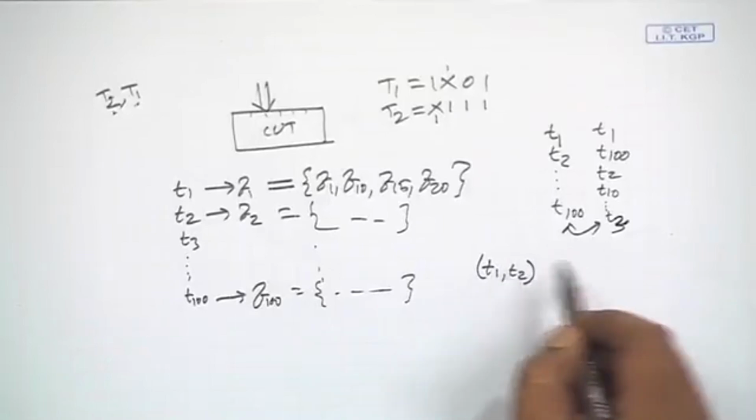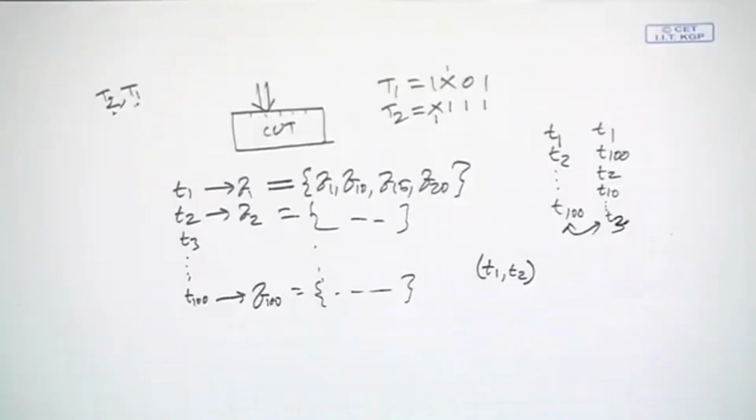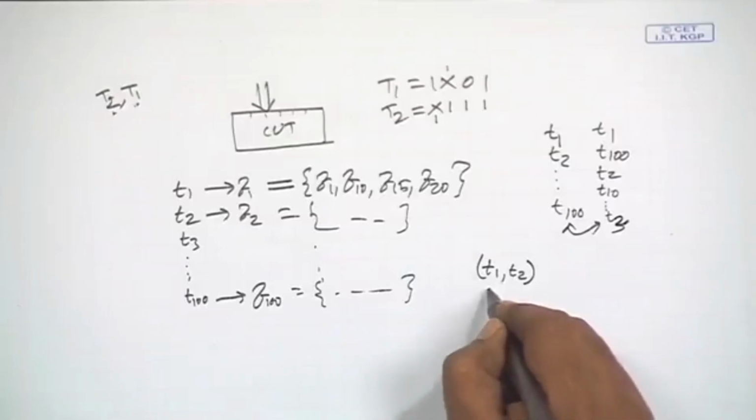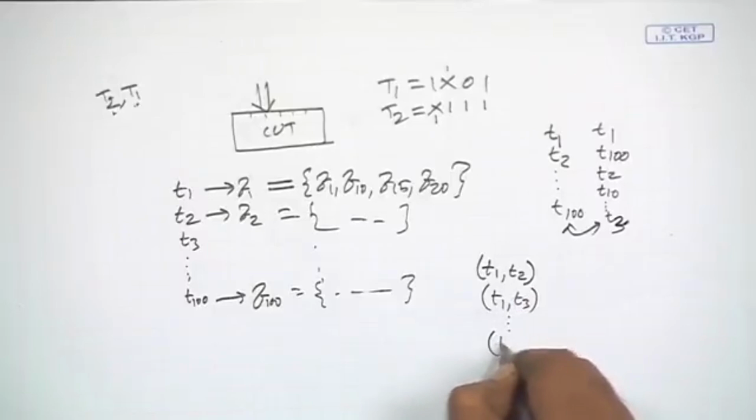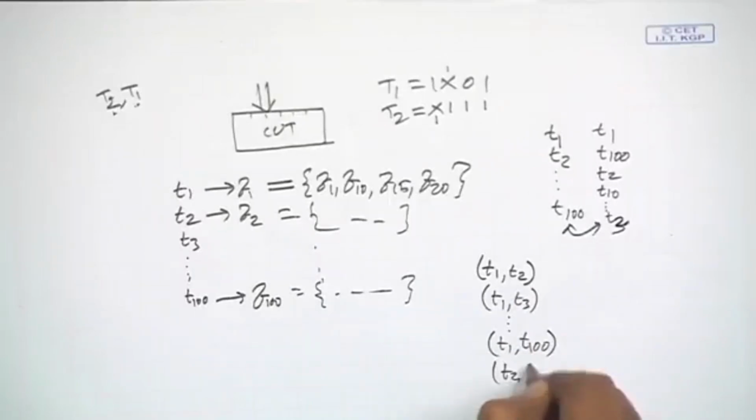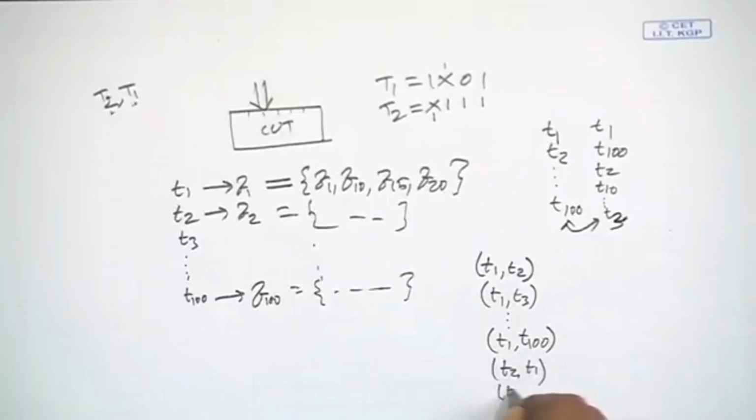So, when T1 is applied, circuit gates are at some values. After that, if I apply T2, some of the gates will do transition. So, we count how many transitions are occurring if I apply T2 after T1. Similarly, T1 followed by T3. So, this way up to T1 followed by T100. Then we do T2 followed by T1, T2 followed by T3.